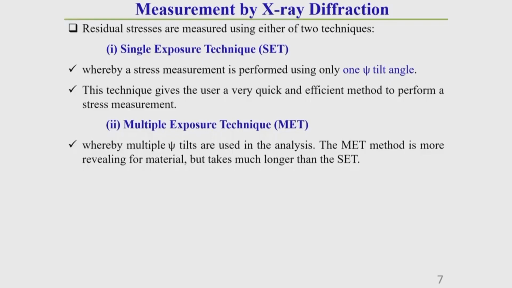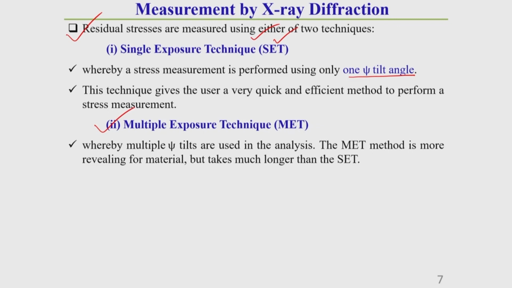The measurement of residual stress by X-ray diffraction techniques is categorized into two categories. One is the single exposure technique, abbreviated SET. In the single exposure technique, only one psi tilt angle is used, which is why it is called single exposure. There is another technique called the multiple exposure technique, where multiple psi tilts are used.